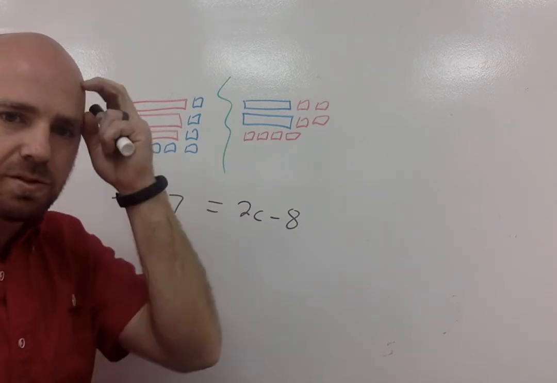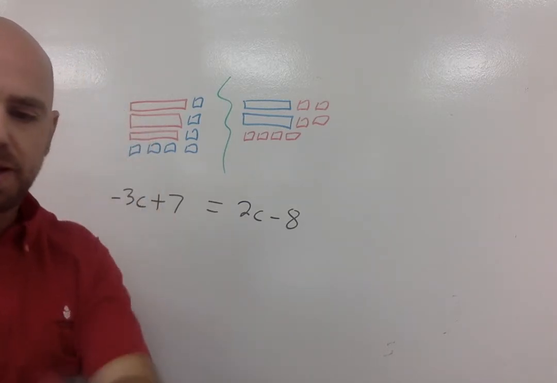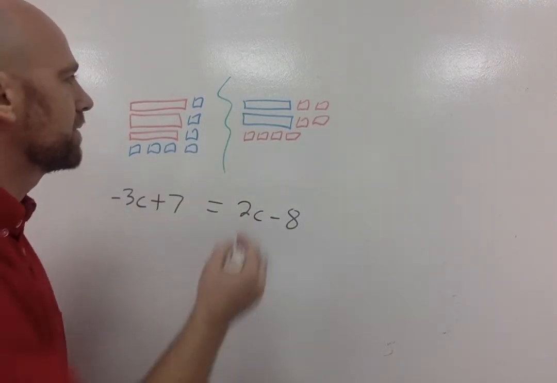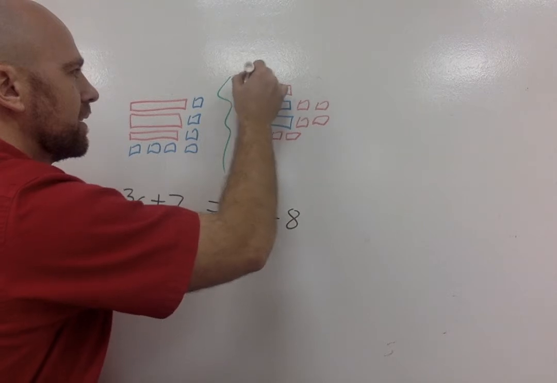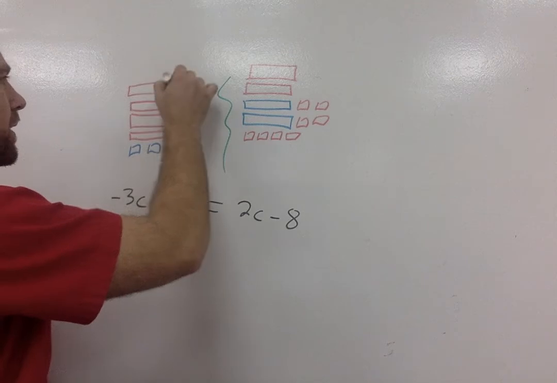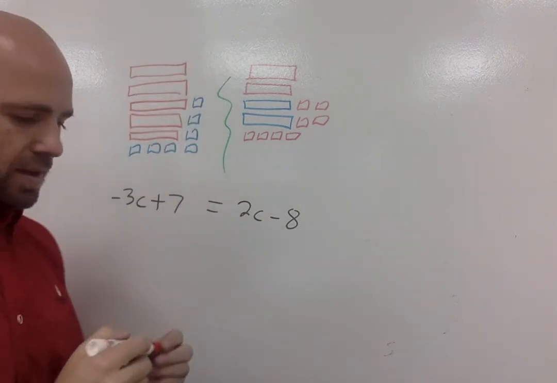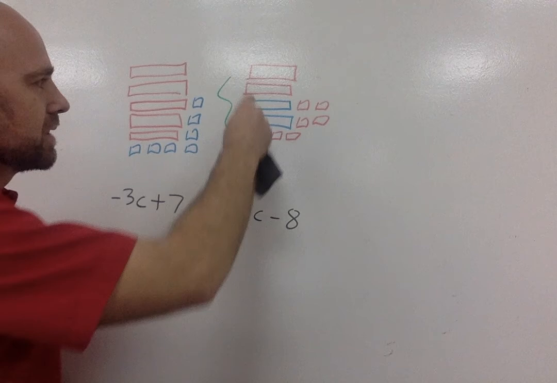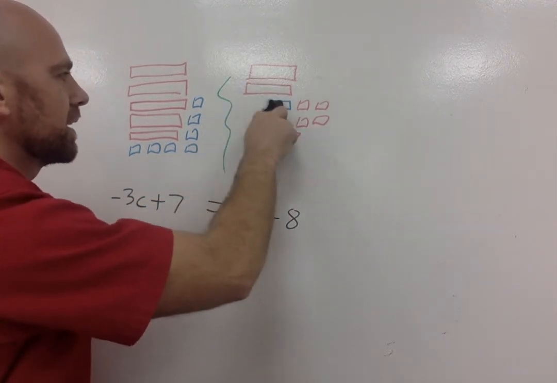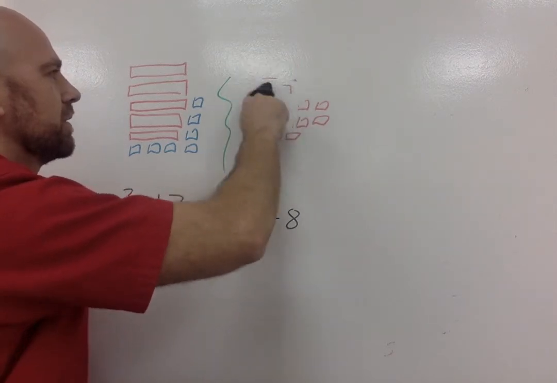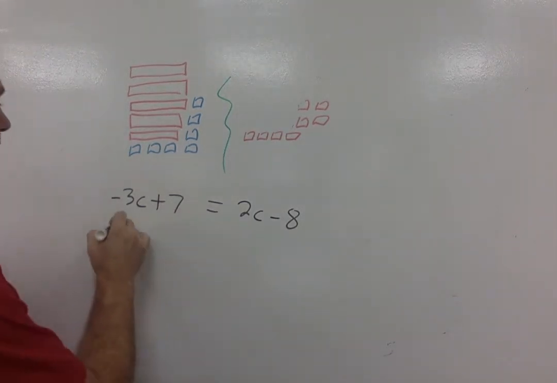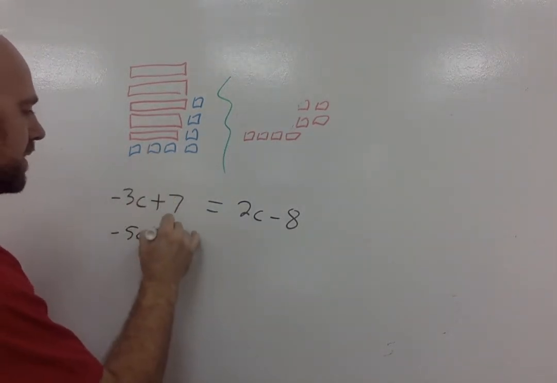I technically need to make 0 pairs. So what can I do? I can look at this side. Let's say I want to get rid of these 2. What do I have to do? That means I have to add 2 more. So now I've got 2 more over here. That allows these ones to cancel each other out. Positive and negative c's are going to cancel each other out, so these are gone. So we technically have our like terms. So my next line, as I write it out, now I have negative 5c plus 7 equals negative 8.